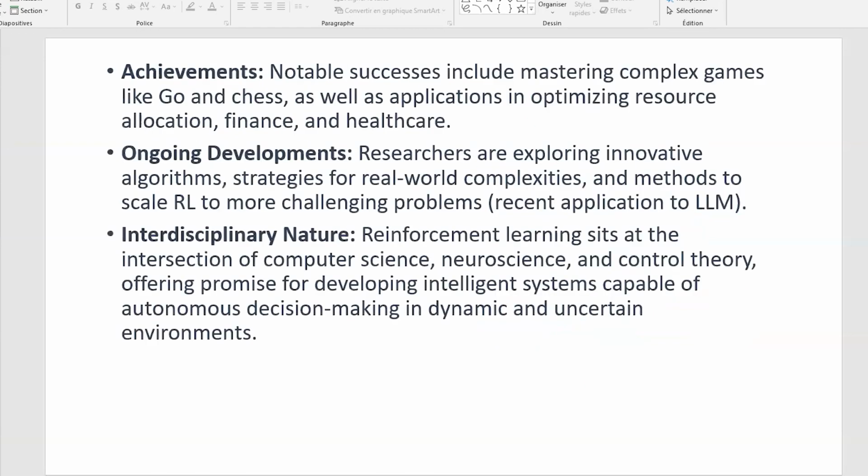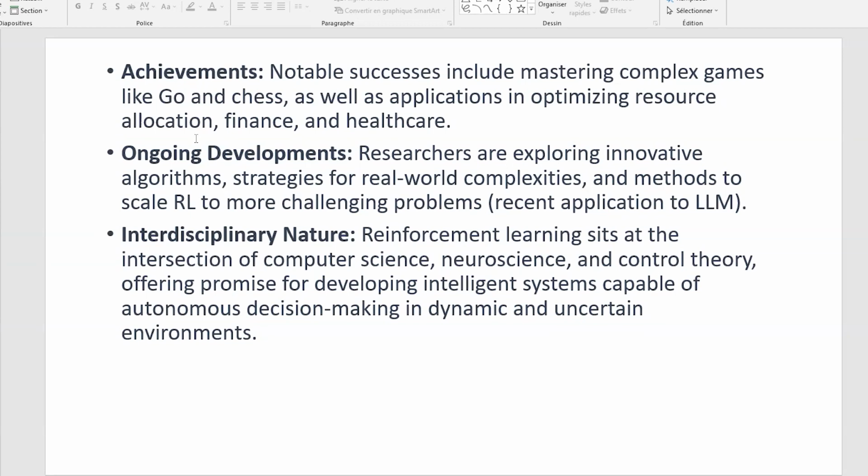So let us move to the next one. Notable successes of reinforcement learning include mastering complex games like Go and chess, as well as applications in optimizing resource allocation, finance, and healthcare. Ongoing research is exploring innovative algorithmic strategies for real-world complexity and methods to scale reinforcement learning to more challenging problems. One of the recent applications is the integration of reinforcement learning into LLMs, large language models, and some maybe not well-known applications for object recognition or object detection can also be considered.